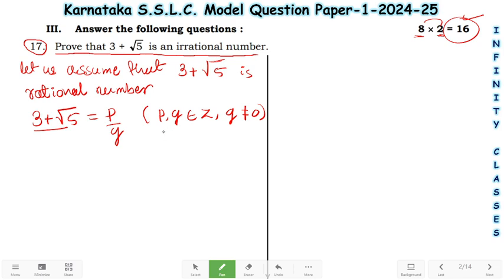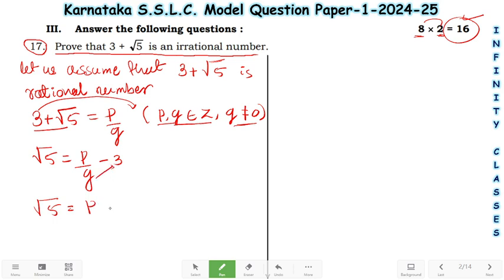अगर ये rational number है तो 3 plus root 5 को हम P by Q के फॉर्म में लेंगे, equal to P by Q लिखेंगे. P and Q यहाँ पर इंटीजर हैं और Q की वैल्यू 0 के बराबर नहीं होगी. Q is not equal to 0. So next step, that is root 5 is equal to P by Q. ये जो प्लस 3 है राइट साइड में जाने के बाद में क्या होगा -3, and root 5 is equal to P minus 3Q divided by Q.